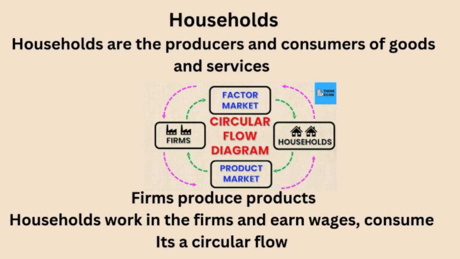Households. Households are the producers and the consumers of goods and services. The circular flow: the firms and the households. The firms produce the goods while the households work in the firms and they also consume the goods. The households work in the firms, they earn wages and salaries and they buy the products that the firms produce, which creates a circular flow.